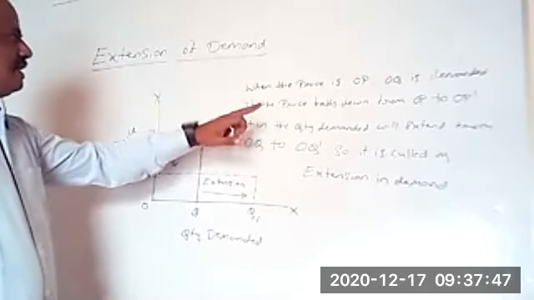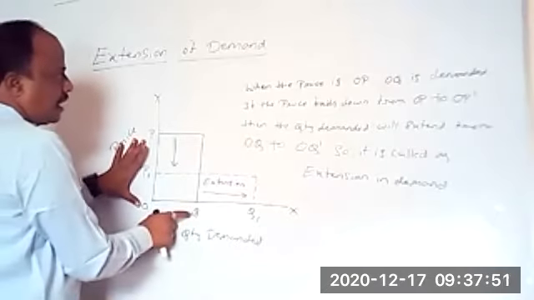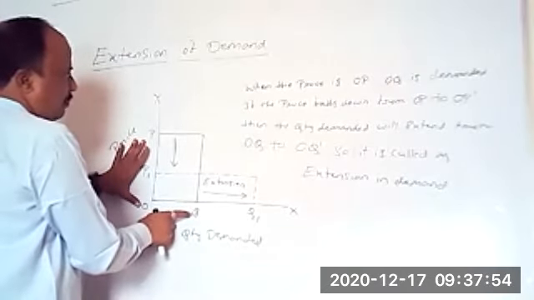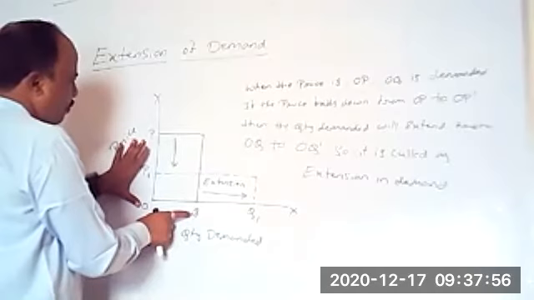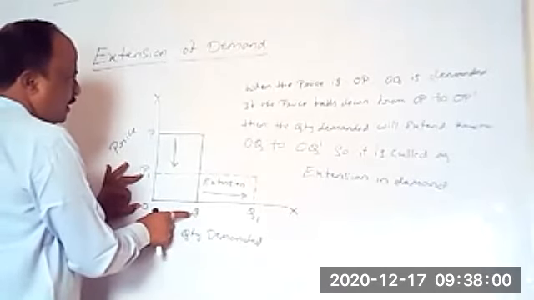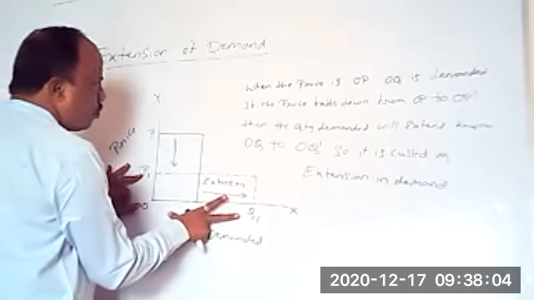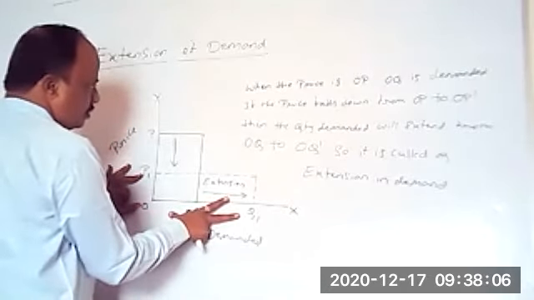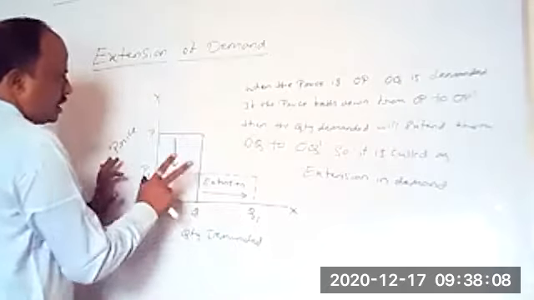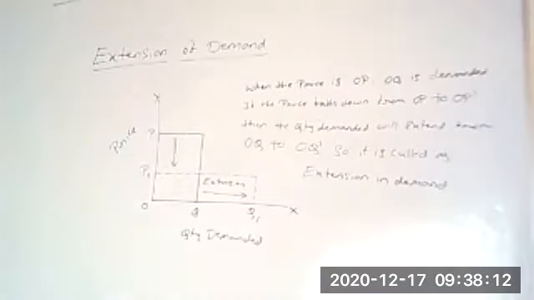And the price is OP, then OQ is demanded. If the price falls from OP to OP1, then the quantity demanded will extend from OQ to OQ1. So it is called extension of demand.